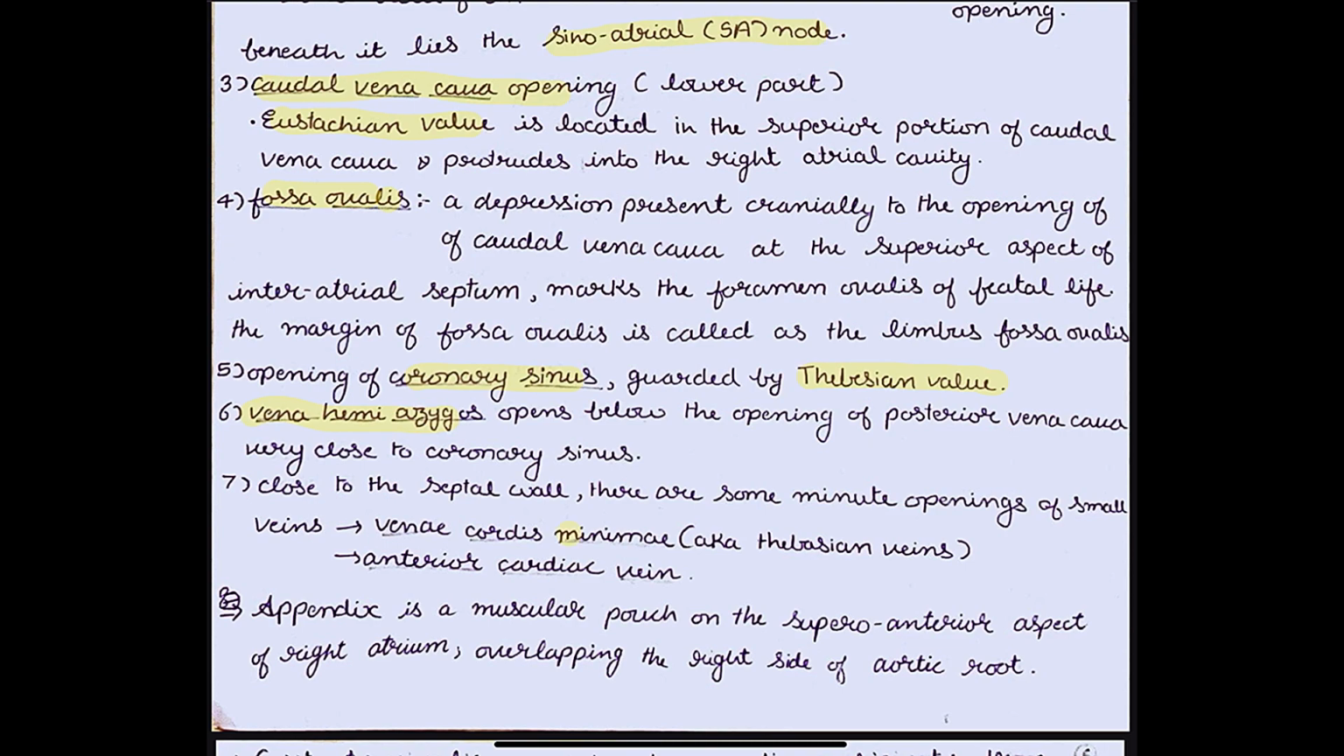Okay, so these are venae cordis minimae, the small veins of the heart. They are also called Thebesian veins, and we also have an anterior cardiac vein. So it is a big vein, and the venae cordis minimae are very, very small veins. You're not going to appreciate them very easily.